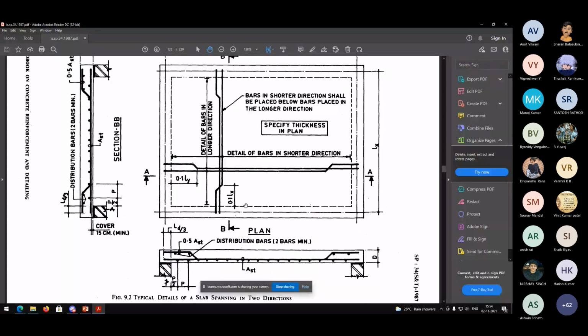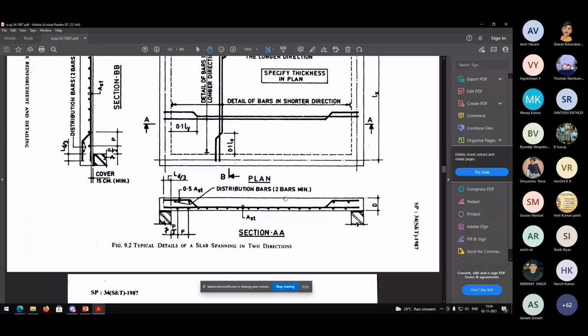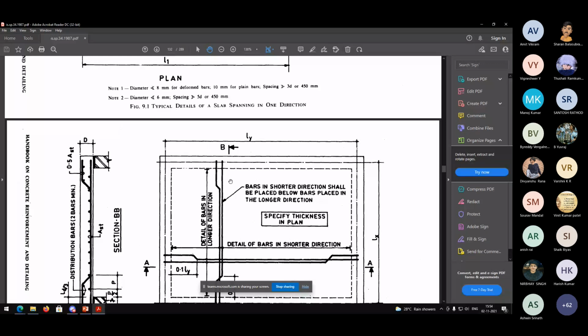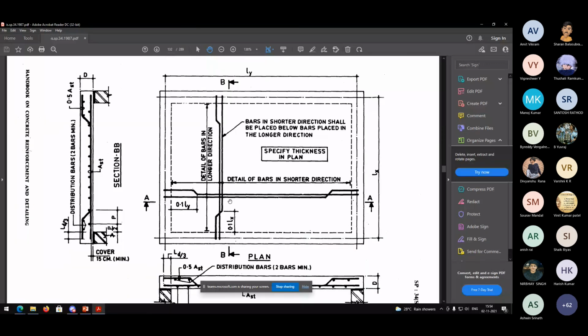Same thing you can show in the plan or the sectional elevation. So this is the general arrangement. It's a very similar drawing to your one-way slab, except that instead of giving your reinforcement along one direction, you will give it along two directions. The only difference.